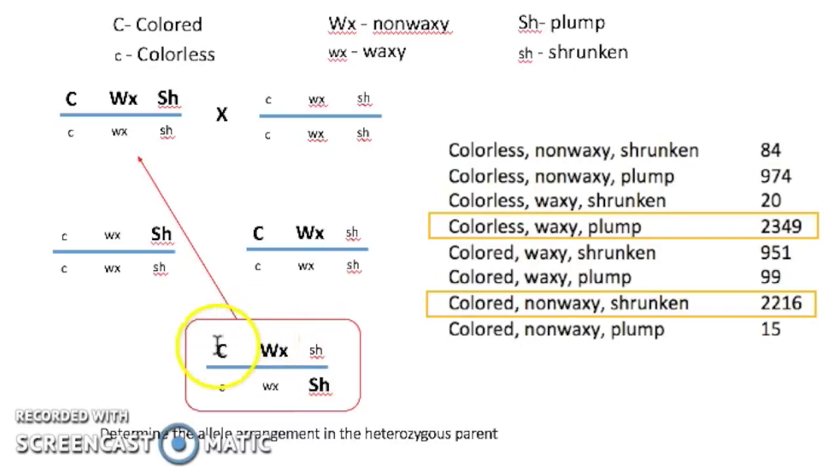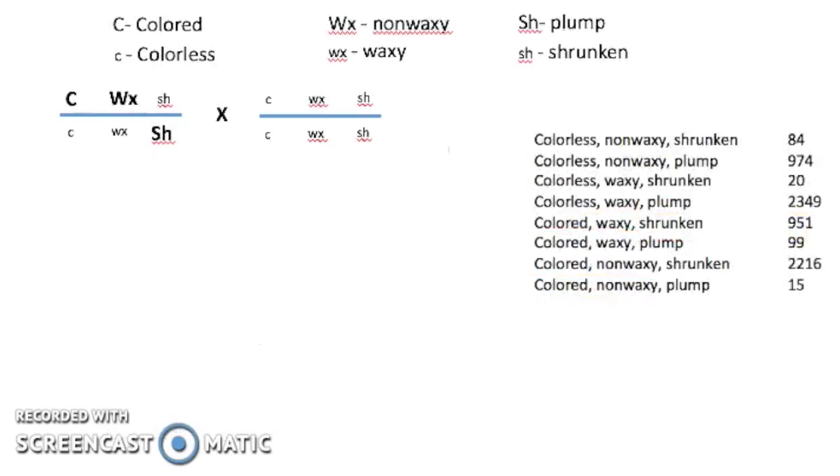So we can see here that on the top chromosome, we're going to have the dominant C, the dominant WX, and the recessive SH. And on the other chromosome, we're going to have the recessive C, the recessive WX, and the dominant SH. And so up here now, I just switched that so it's more accurate.